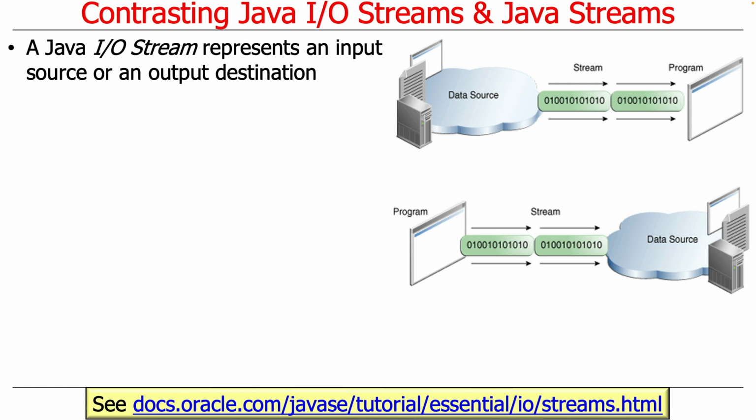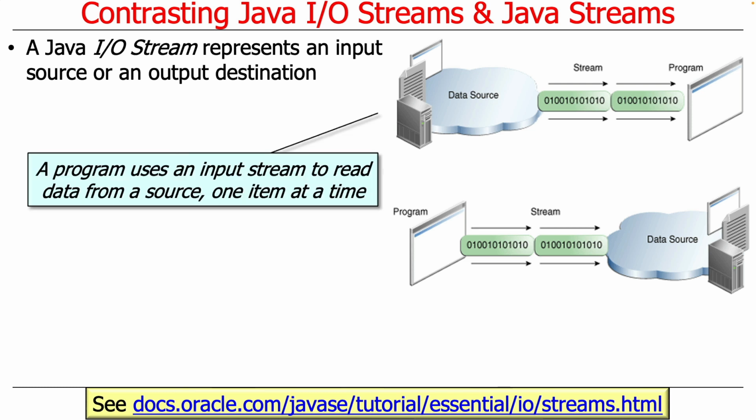So what is an I/O stream? It's an input source or an output destination. And this has been around since the beginning of time with Java. So Java 1 had a lot of these features in it. So you've got some kind of source, like a file, and you want to get the file into your program. You can use an I/O stream to do that. And you can also take a program and use an I/O stream to write something to the data source. This is not the same as a Java stream.